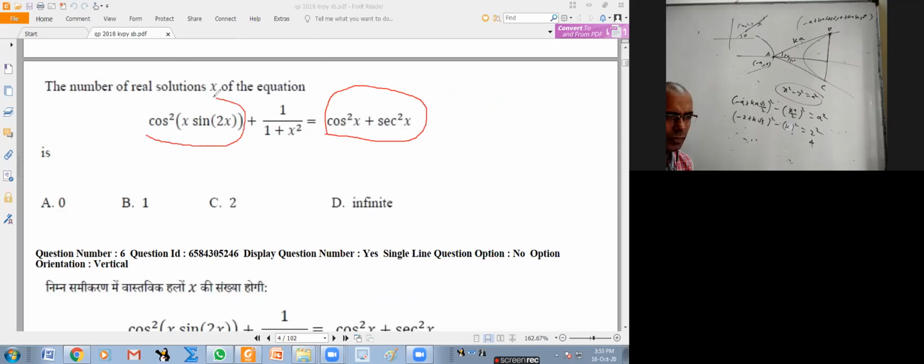cos square of something, what is the maximum value? 1, sir. 1 plus x square alone in the denominator, what is the minimum value? 1. 1 plus x square minimum is 1. It's a reciprocal, so the maximum is 1. Denominator minimum is 1 means numerator maximum is 1. So this maximum is 1, this maximum is 1. So total LHS maximum is 2. So LHS is less than or equal to 2, whereas RHS is greater than or equal to 2. The only chance they can be equal is when both are 2. And I don't think it will happen simultaneously. So we have to prove that also.